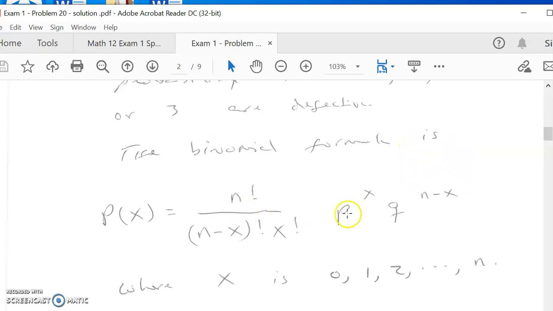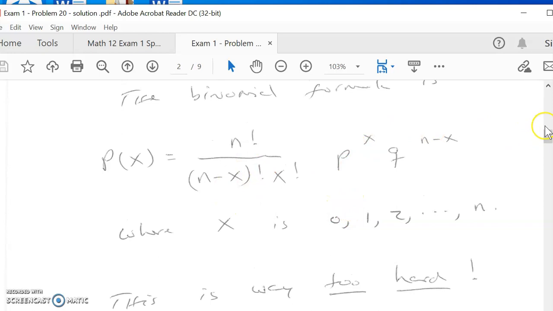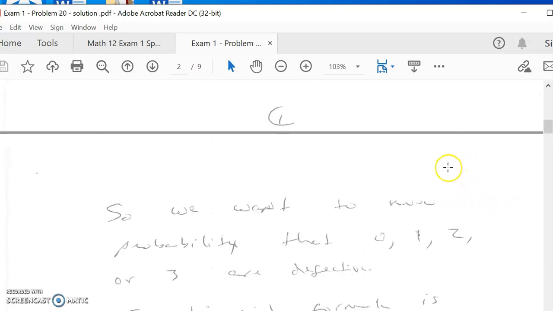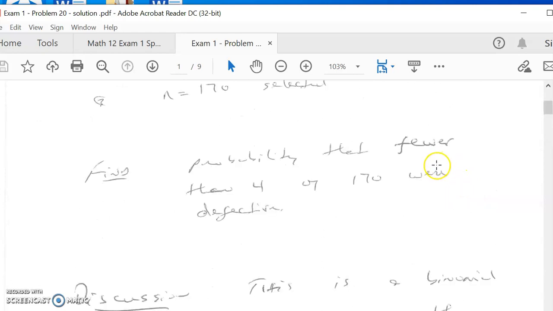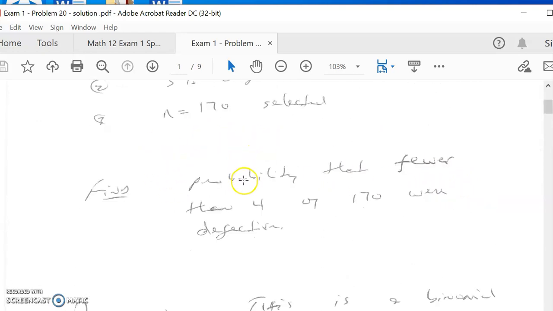Well, here's the binomial formula. Hopefully you have this one memorized. You use it enough. You look at this and you say, it's just too hard. x is the number of defective, right? So x can be 0 defective, 1 defective, 2 defective, all the way up to n. It could be that all n of them are defective, all 170 or whatever it was. So n is equal to 170.